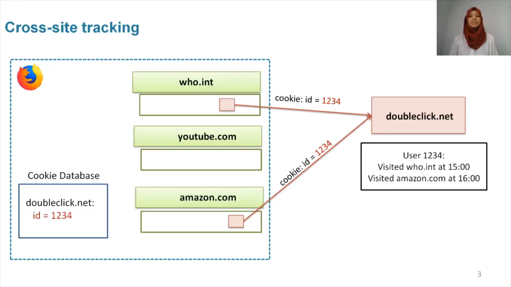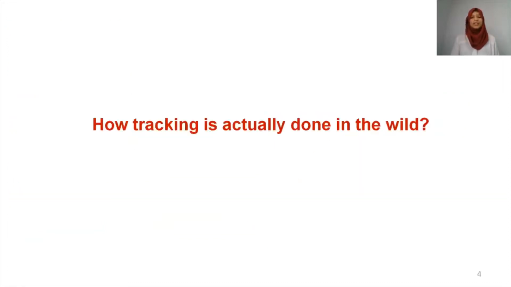The collection of this data will improve the quality of ads. Companies may offer you products you didn't even know you were interested in before, which is very profit-making for advertising companies, but it's very intrusive for the user's privacy. In order to collect this data, companies can perform multiple and complex tracking behaviors. So how is tracking actually done in the wild?